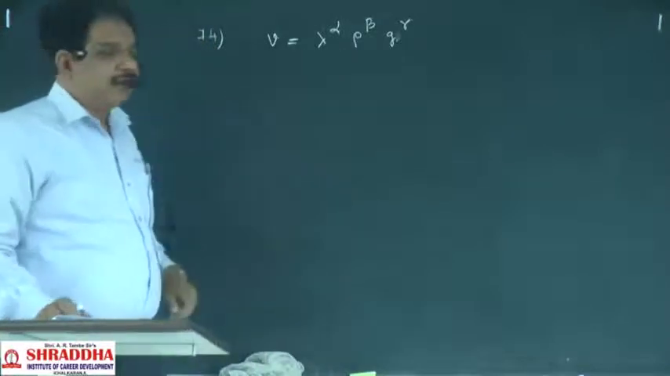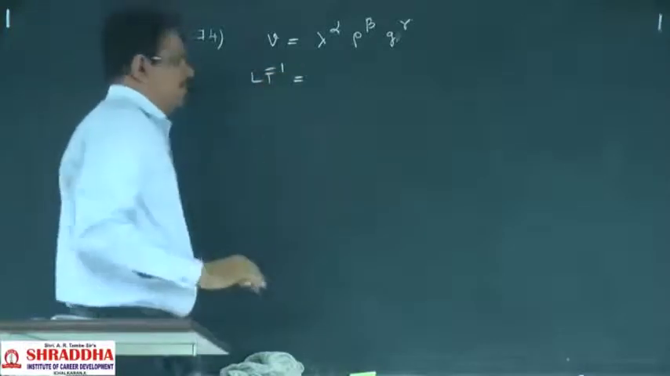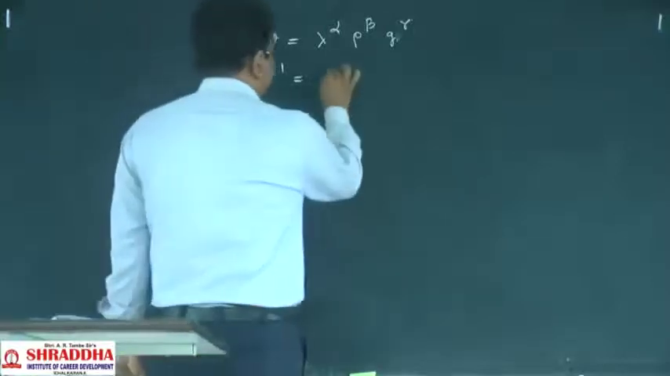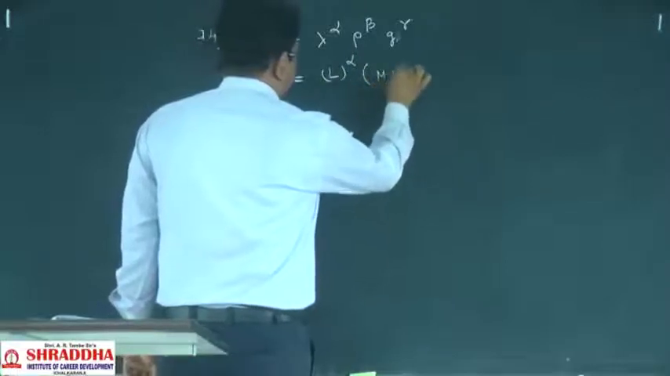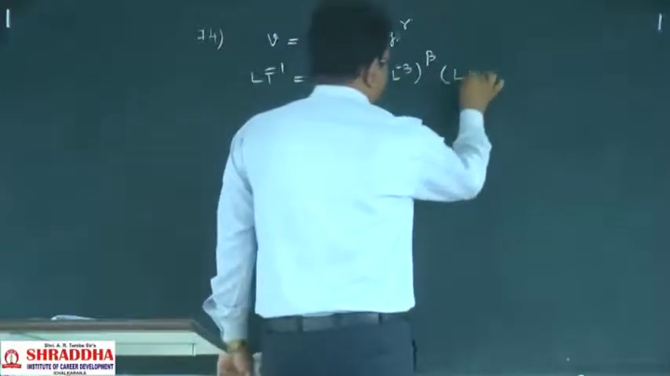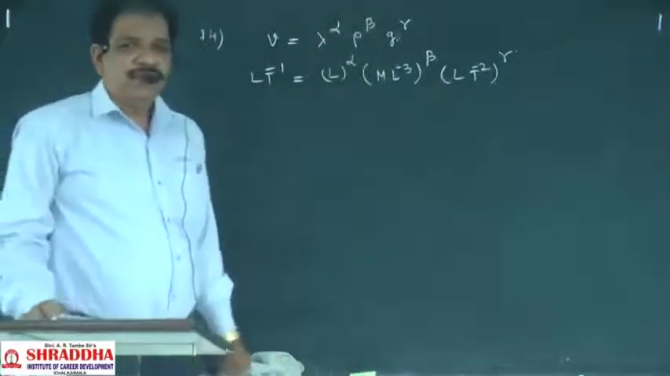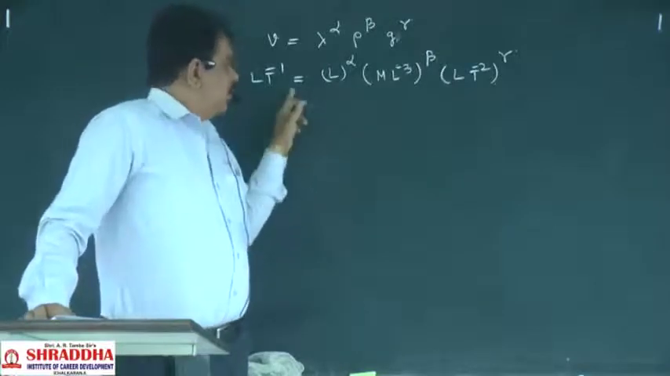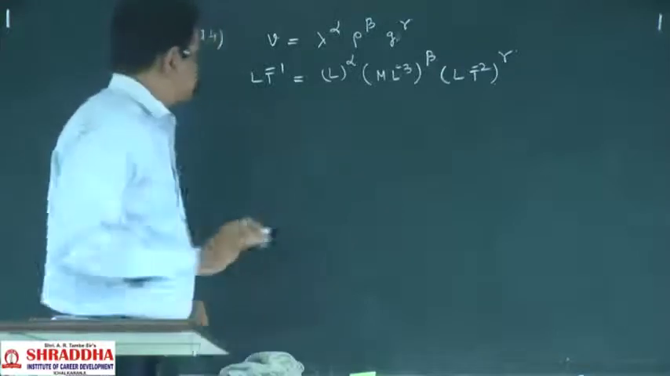So, write the dimensions on both sides. Velocity dimensions will be LT power minus 1. Lambda is wavelength, so L power alpha. Rho is density, ML power minus 3. g has dimensions LT power minus 2, all power gamma. We wrote the dimensional formulae. Now, keep the M and T values at one place.